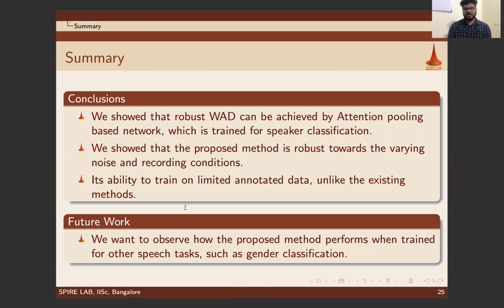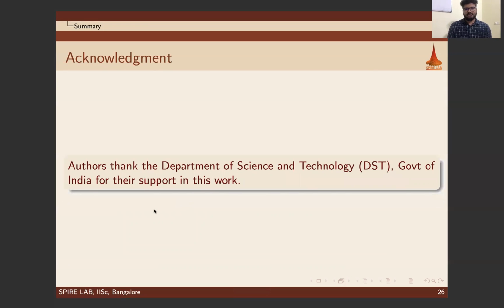For future work, we want to observe how the proposed method performs when trained for other speech tasks such as gender classification.